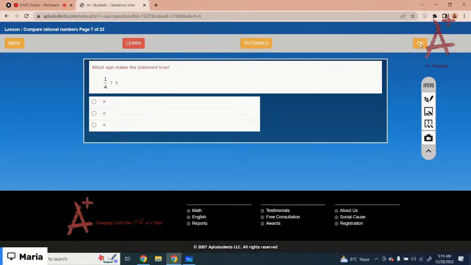Okay, 1 by 4 and 3. Both of the numbers are positive. So 1 by 4 is less than 3. Got it?